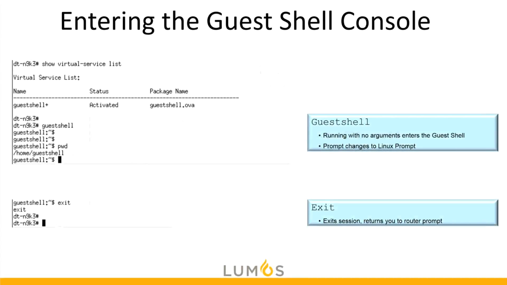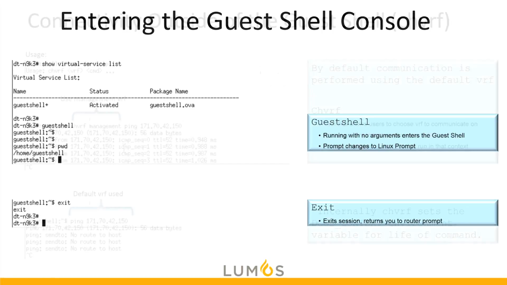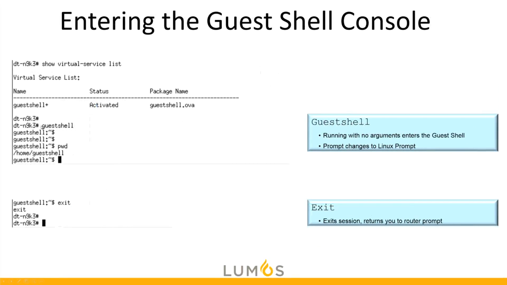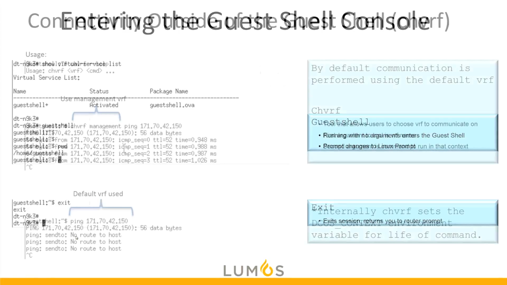So let's look at some hands-on with the guest shell. First of all, from a Nexus 9K, or 3K, I can look at show virtual-service list, and I'll see that the guest shell should be activated, and the package is the OVA that was used to install it. From exec mode, I can drop down into the guest shell, print working directory, and use all my standard Linux commands. Whenever I want, I can exit back out into NX-OS.